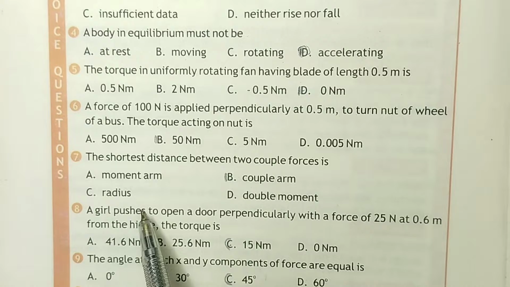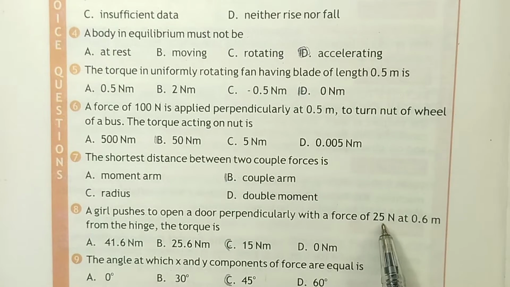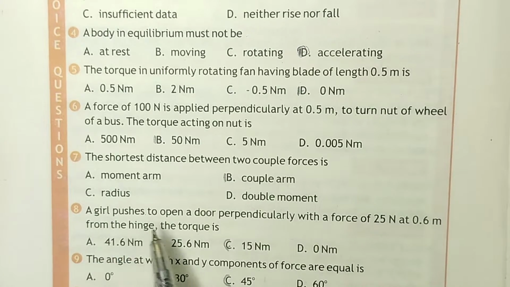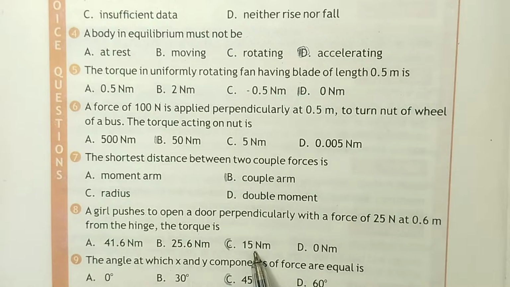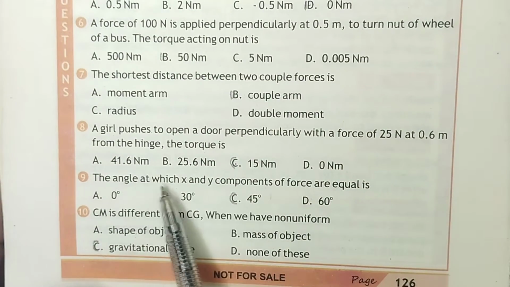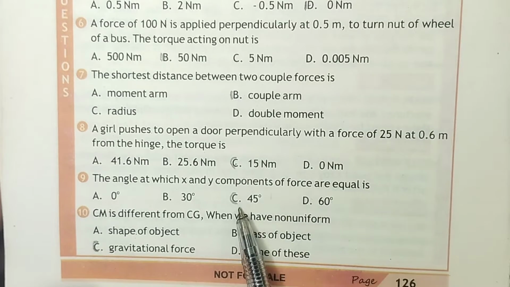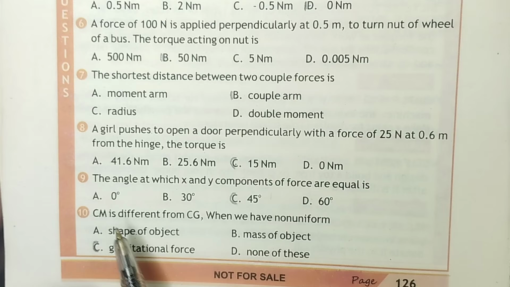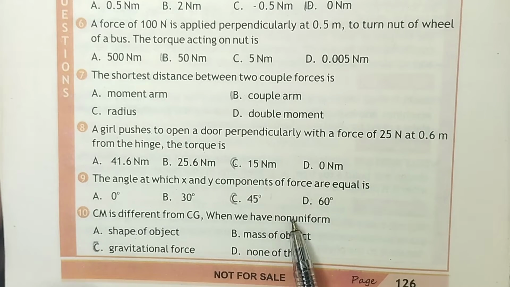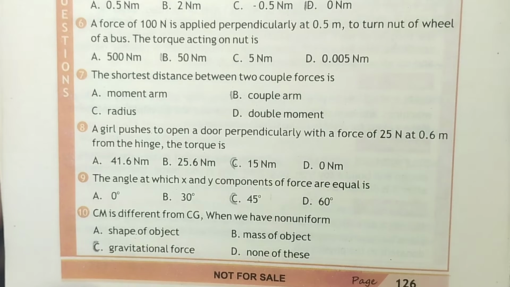Number 8. A girl pushes to open a door perpendicularly with a force of 25 Newton at 0.6 meter from the hinge. The torque is option C, 15 Newton meter. The angle at which x and y component of force are equal is option C, 45 degree. CM is different from CG when we have non-uniform gravitational force is the correct option.